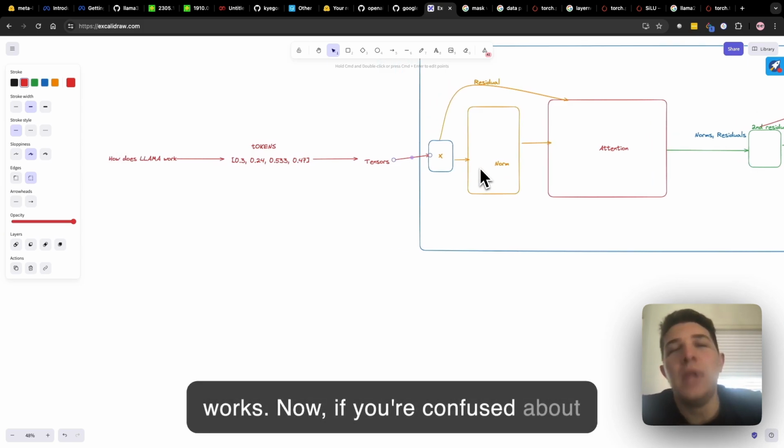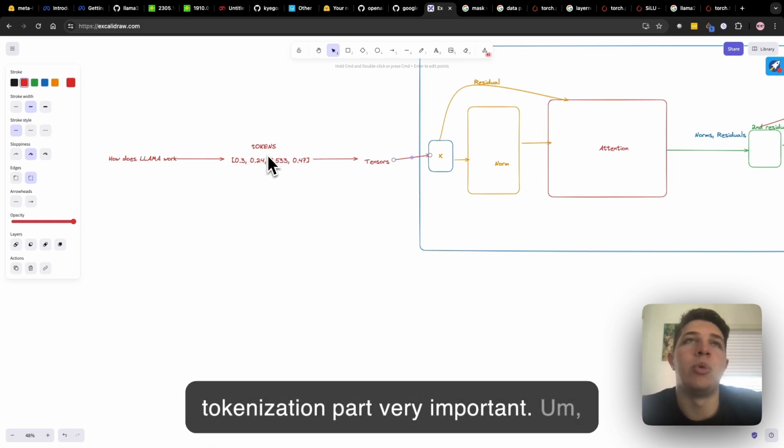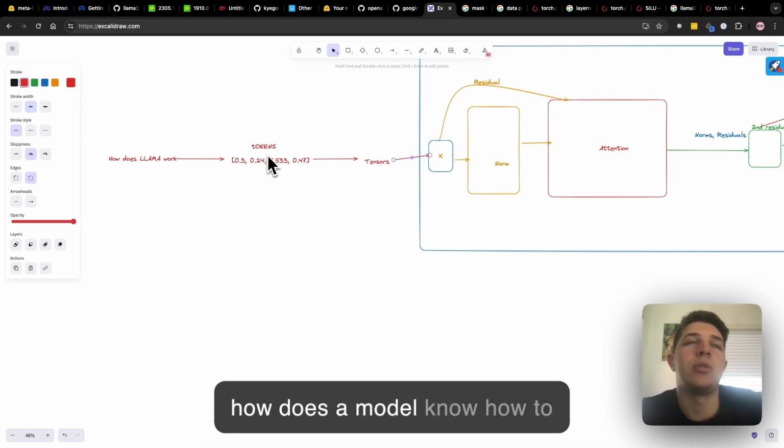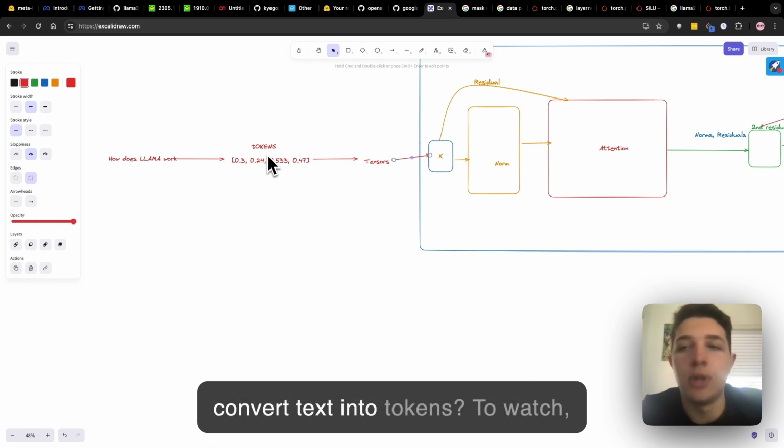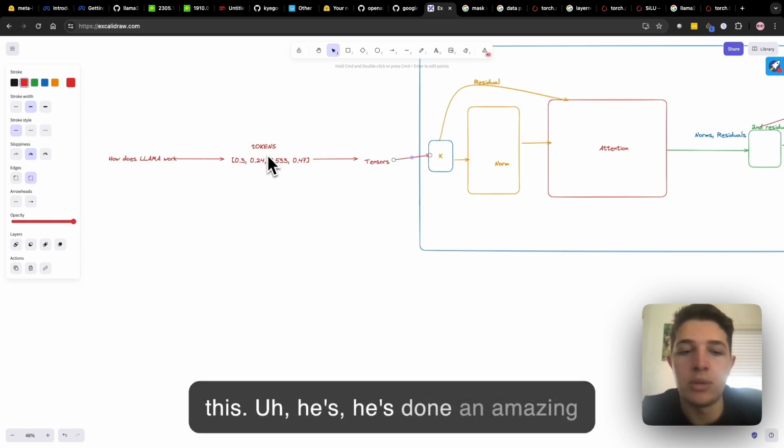Now, if you're confused about any of this, you should watch the tokenization part, very important. How does a model know how to convert text into tokens? You should watch Karpathy's video on this. He's done an amazing job.